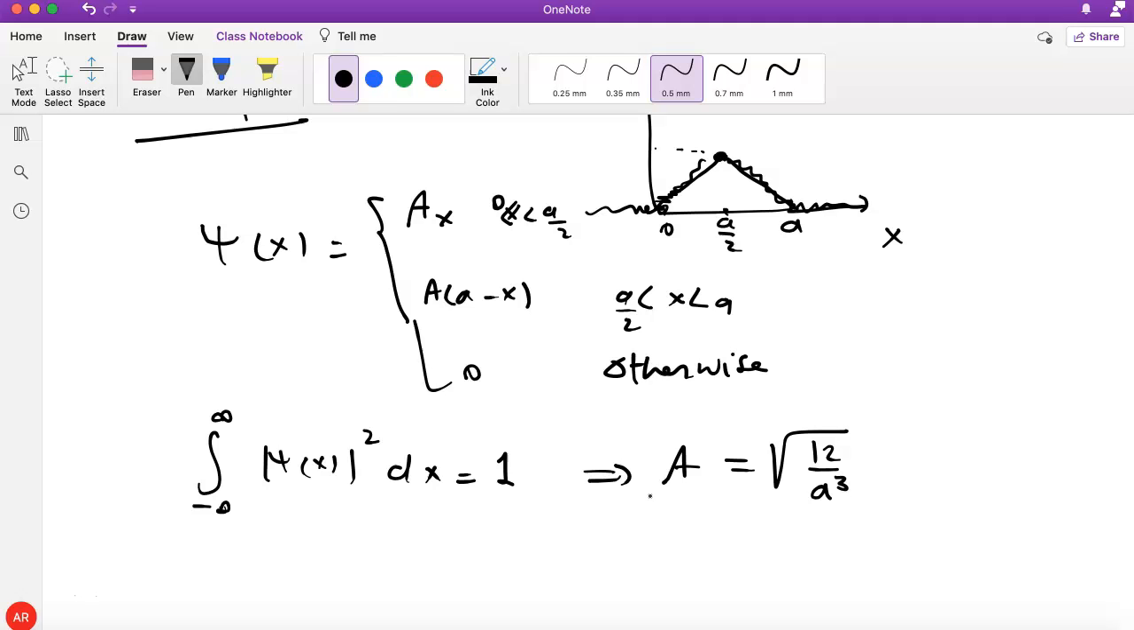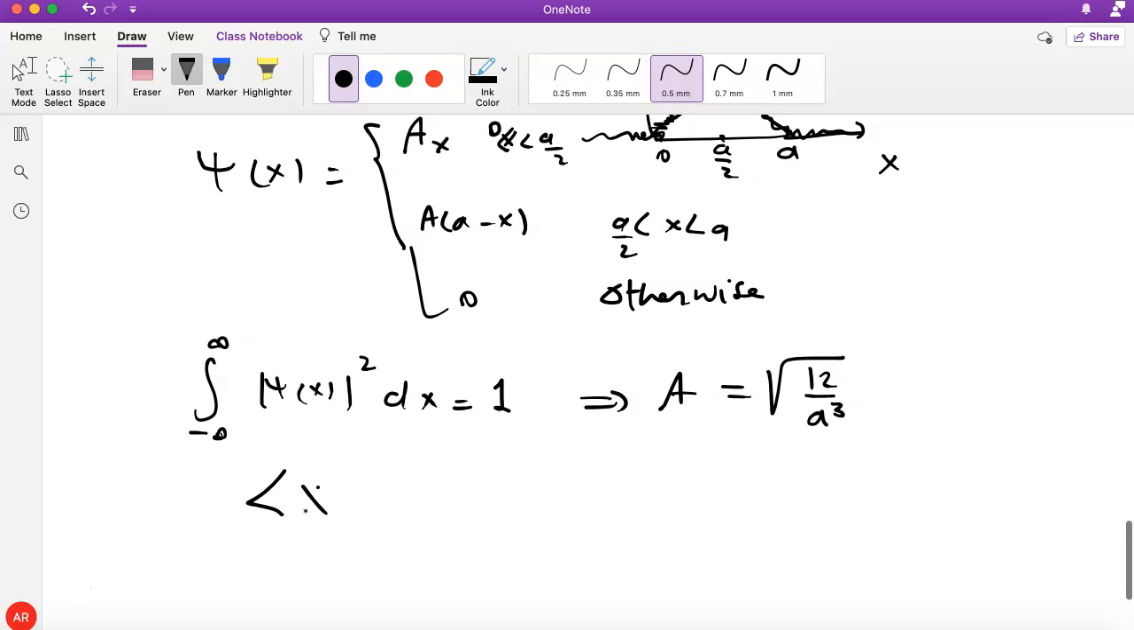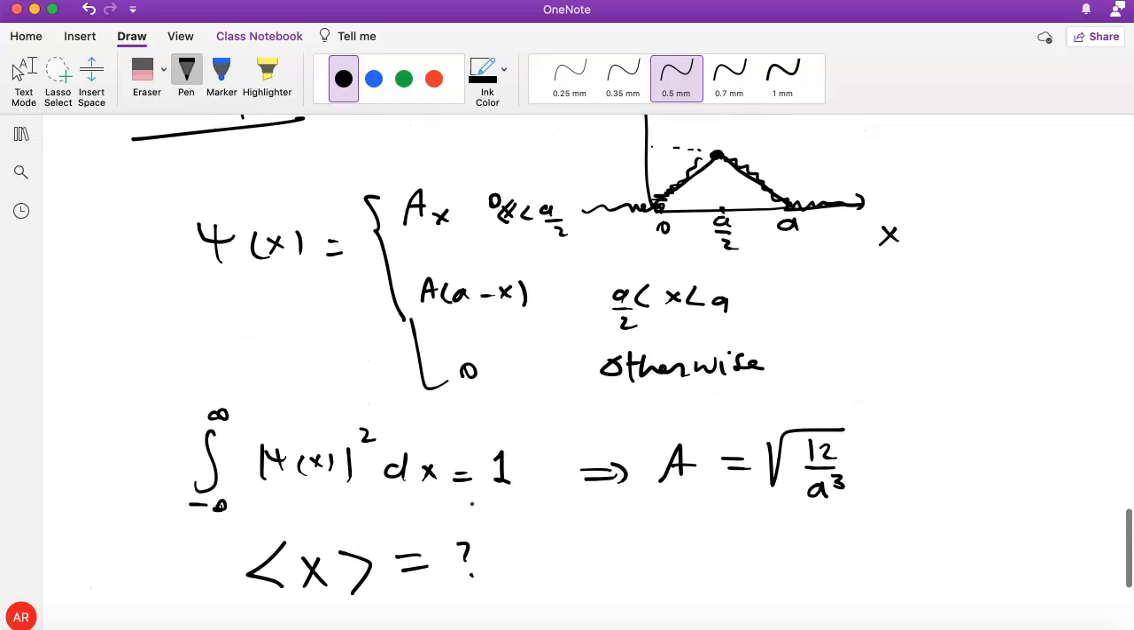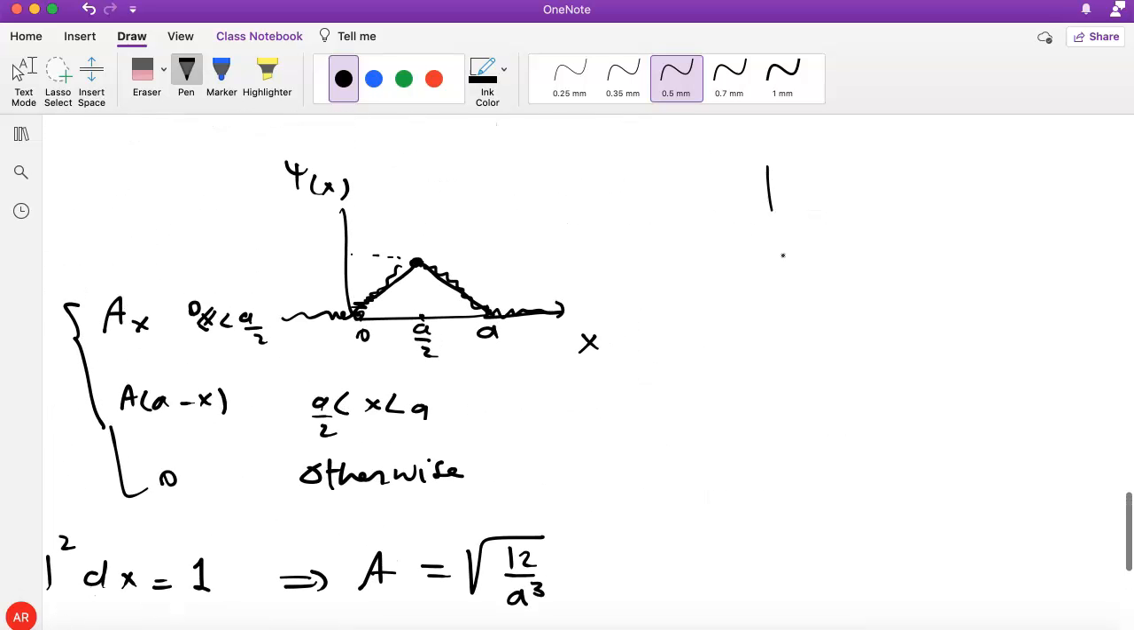Okay, so now suppose I want to calculate the expectation value of x. What is average x given that wave function? Well, if you think about the probability distribution, it's going to look something like this. Again, here we have 0, a over 2. That's squaring that thing, so the linear curve becomes kind of a quadratic, parabolic curve.